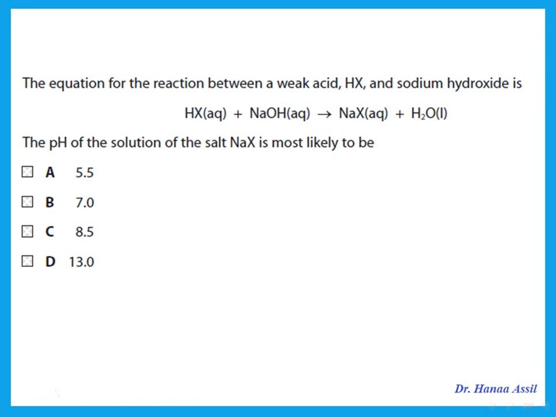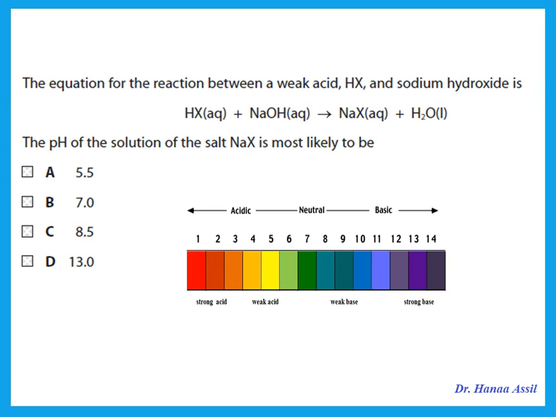The equation for the reaction between a weak acid and strong base, which is sodium hydroxide, is this. The pH of the solution is most likely to be what? Now, if I mix a strong base, which is sodium hydroxide, with a weak acid, what do you think the pH of the solution would be? Remember that the higher the pH, the more basic, or the stronger the base.